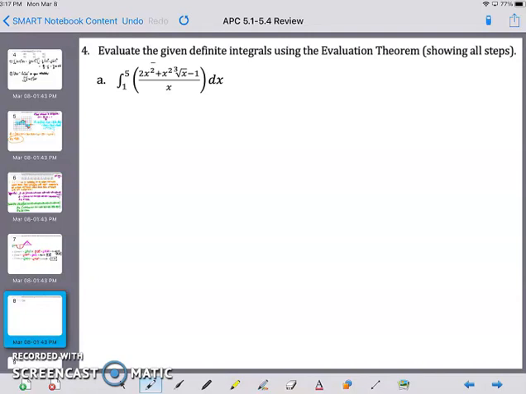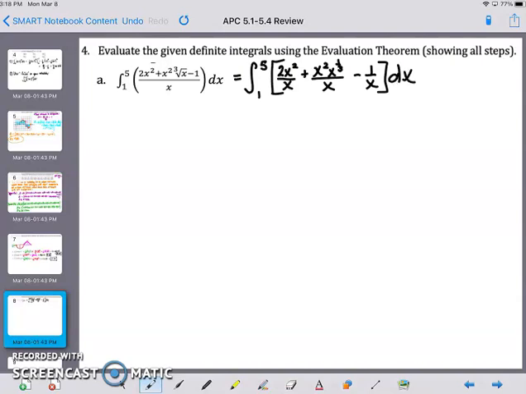But this is one of those situations where all of the terms in the numerator are being divided by x. The first thing I am going to do is rewrite this so that I'm looking at each separate term as its own fraction, so that I can simplify this a little bit. So this is going to be equivalent to the integral from 1 to 5 of 2x squared over x plus x squared. Now the cube root of x is x to the 1/3 power divided by x, and then minus 1 over x, all of this dx.